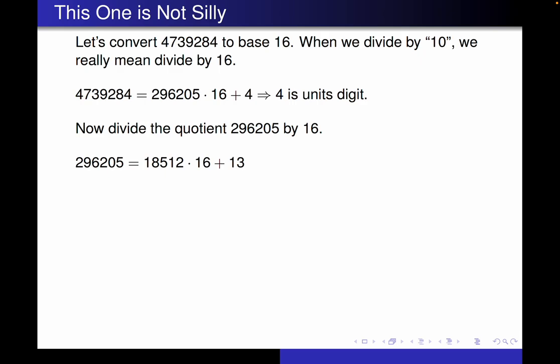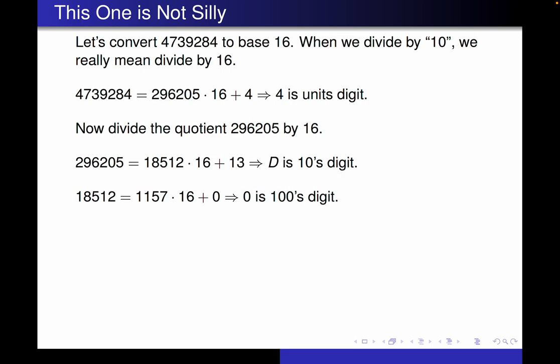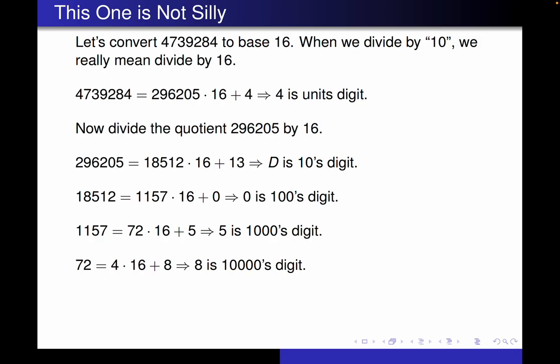When we do that, we get a new quotient of 18,512, a remainder of 13. Now 13 in base 16 is the digit D, so that means D is the tens digit. And we keep on going, right? We take 18,512, we divide that by 16, we get a remainder of 0. That tells us 0 is the hundreds digit. We take our new quotient, 1,157, divide that by 16. We get a remainder of 5, which then becomes our thousands digit. We take our new quotient, 72, divide that by 16. These computations are getting a lot easier now. We get a remainder of 8. That means 8 is our 10,000s digit.